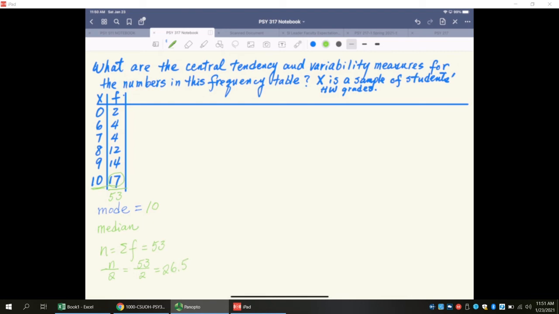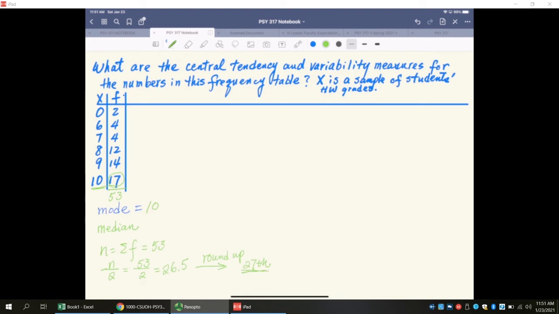When you're trying to identify a position, it needs to be a whole number. So what you do is round up to the next whole number. So it's going to be the 27th position. And how do we identify the 27th position? You add the frequencies from the lowest all the way until you hit the first category that reaches 27, and that's where the value is.